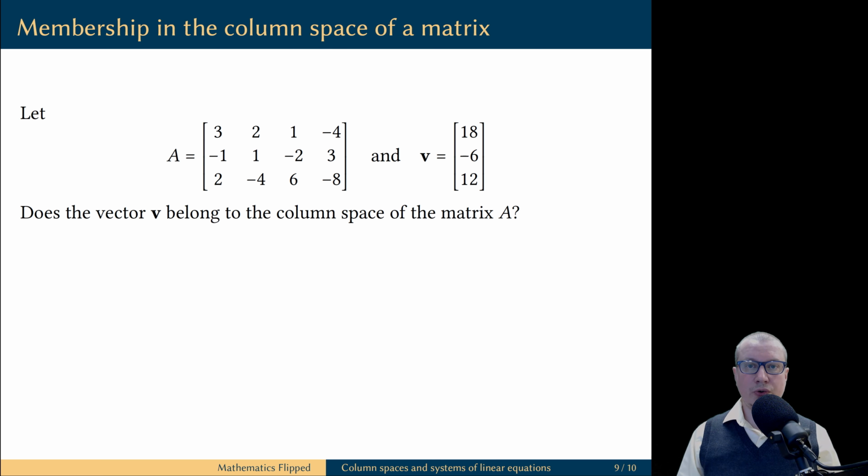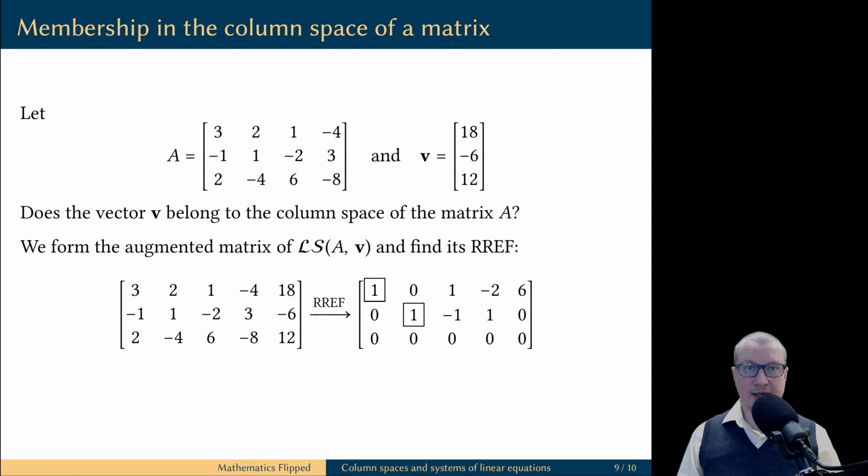Now, let's make sure that we understand how to check whether a given vector belongs to the column space of a given matrix. For example, we have this matrix A of size 3 by 4, and we have the given vector v of size 3. The question is, does this vector v belong to the column space of A? We just proved that the vector v is in the column space of A if and only if the linear system with A as the coefficient matrix and v as the vector of constants is consistent.